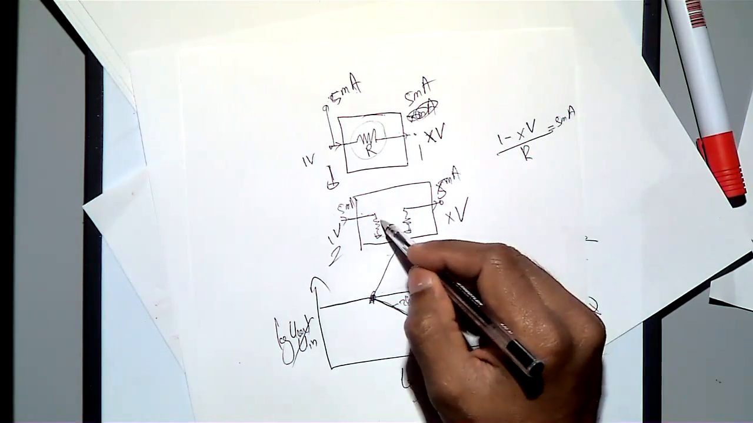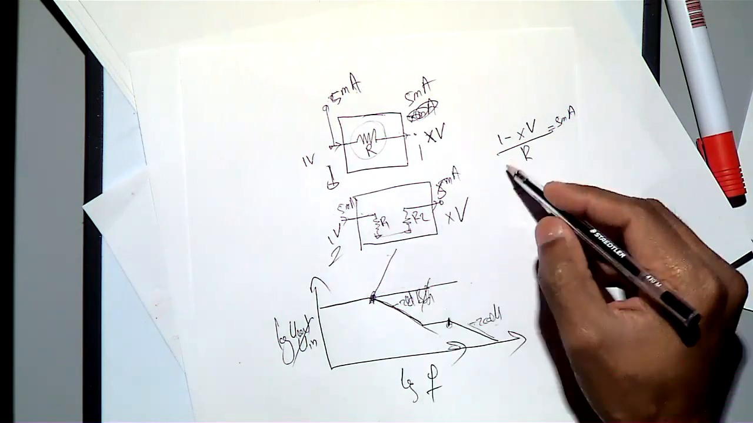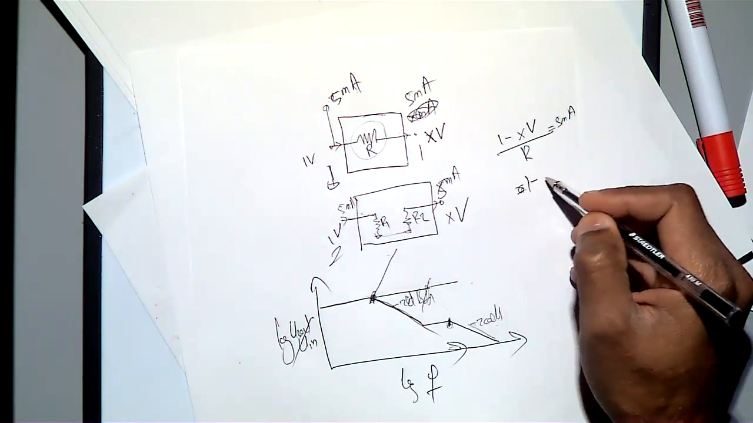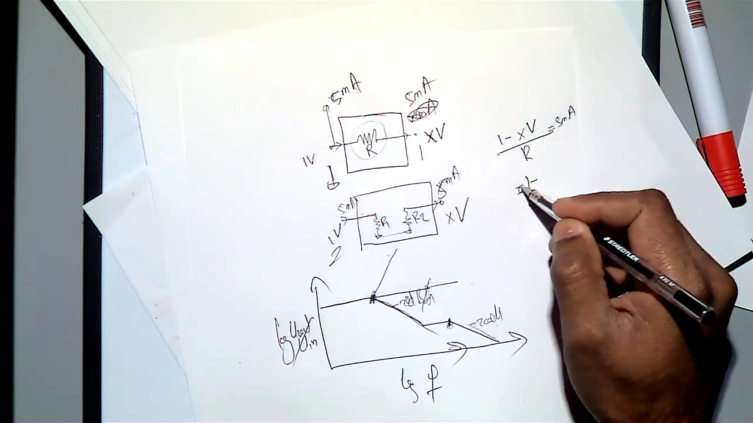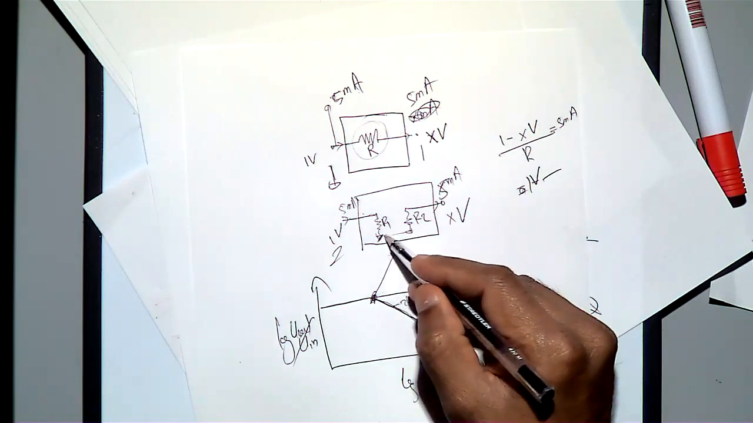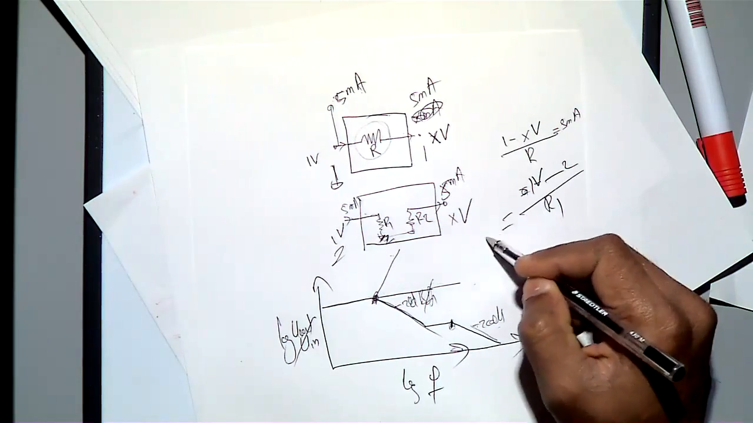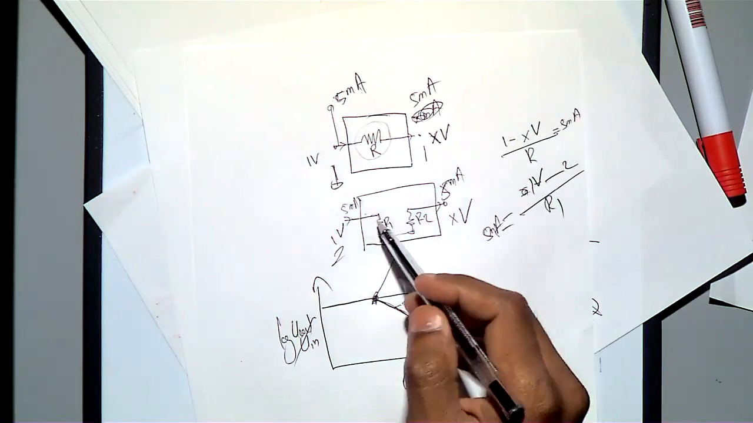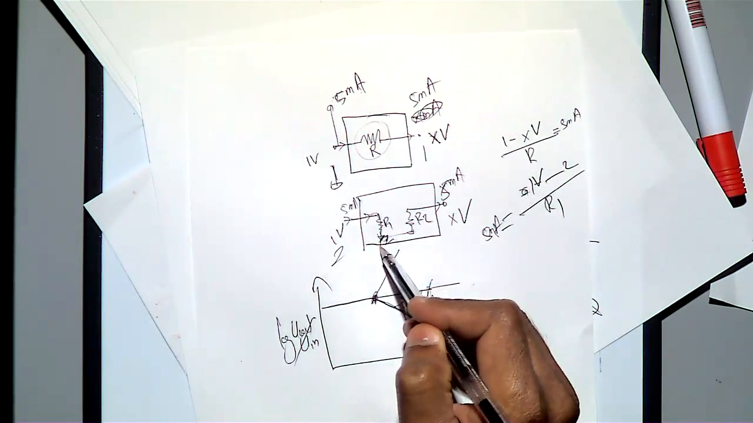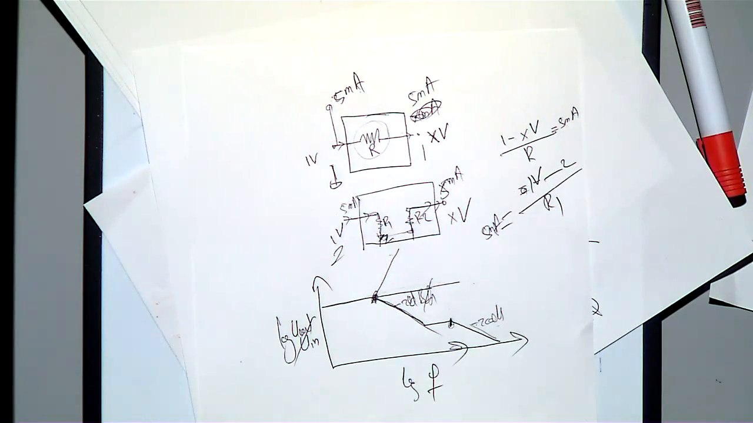If this is R1, this is R2, then this 1 volt minus this one, whatever this one, maybe Z by R1, that is equal to 5 milliamps. So I should make sure that 5 milliamps will go from here and then 5 milliamps come from here. In that case, you won't be able to understand whether it is split or not. So that's what Miller says.